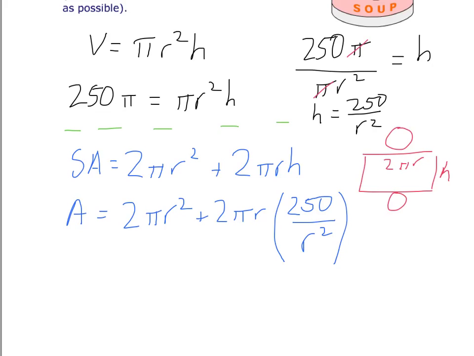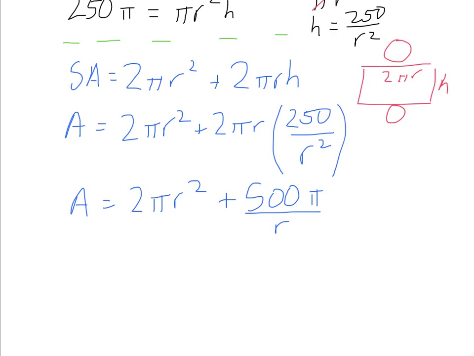Right, and if we start to tidy this up a little bit, so we're going to multiply this section here, we're going to have area is equal to 2 pi r squared plus 500 pi. Now we've got an r on the top and r squared on the bottom, so that is just going to become r. Now, the next step to do is to change the 500 pi over r to 500 pi times r to the power of minus 1. So, here we go.